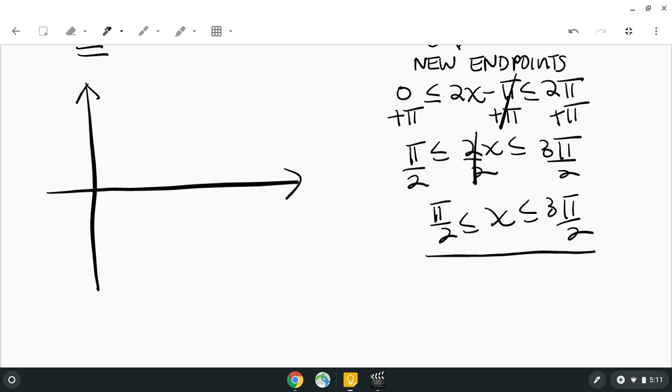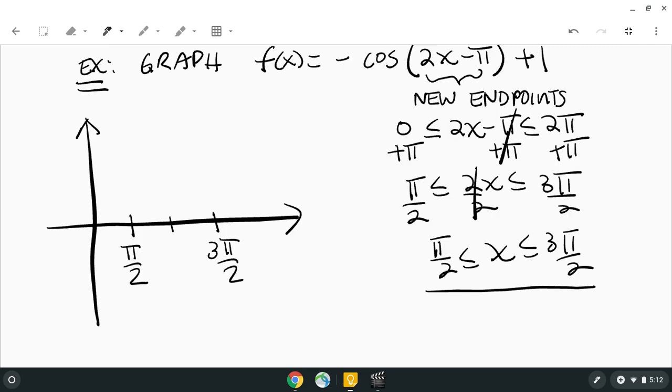Okay. And so we get that our new endpoints are going to be 3 pi over 2 on the right and pi over 2 on the left. So you're going to have those 5 points, right? Not between 0 and 2 pi now. You're going to have those same 5 points between pi over 2 and 3 pi over 2.